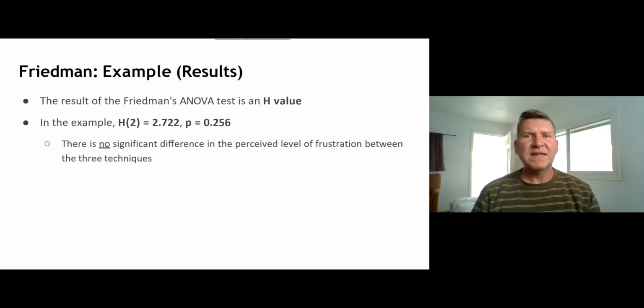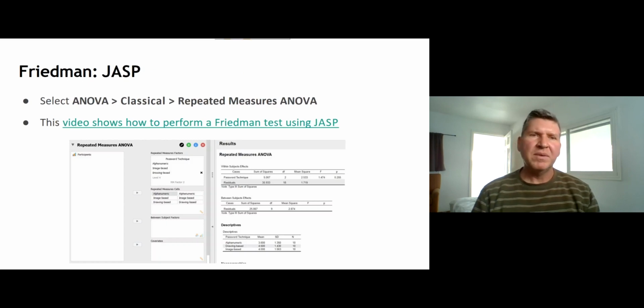Using the Friedman's ANOVA test, we get an H value. And we get H with 2 degrees of freedom is 2.722. And our p-value is 0.256, so it's quite high, and therefore we cannot reject the null hypothesis. We have to say, as our conclusion, that there is no significant difference in the perceived level of frustration between these 3 techniques. To use this with JASP, we would go to ANOVA, classical, and then repeated measures ANOVA.